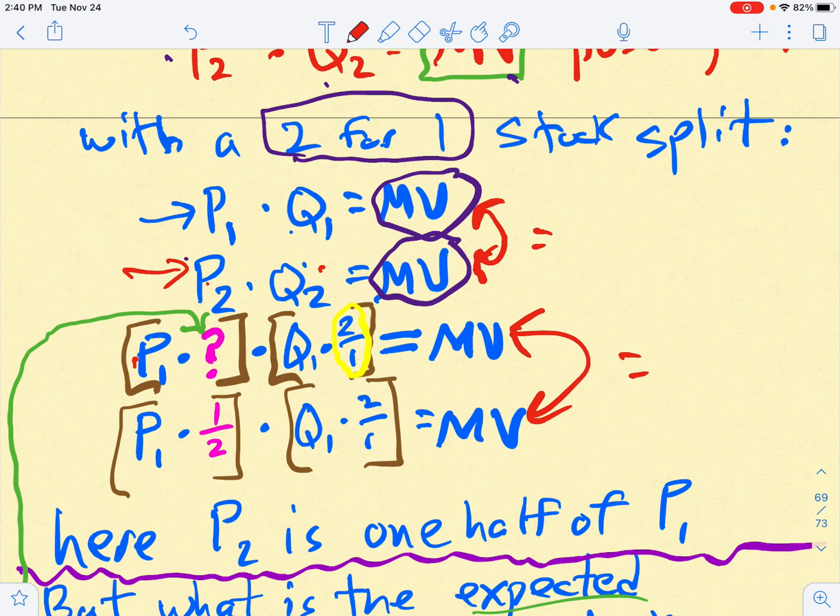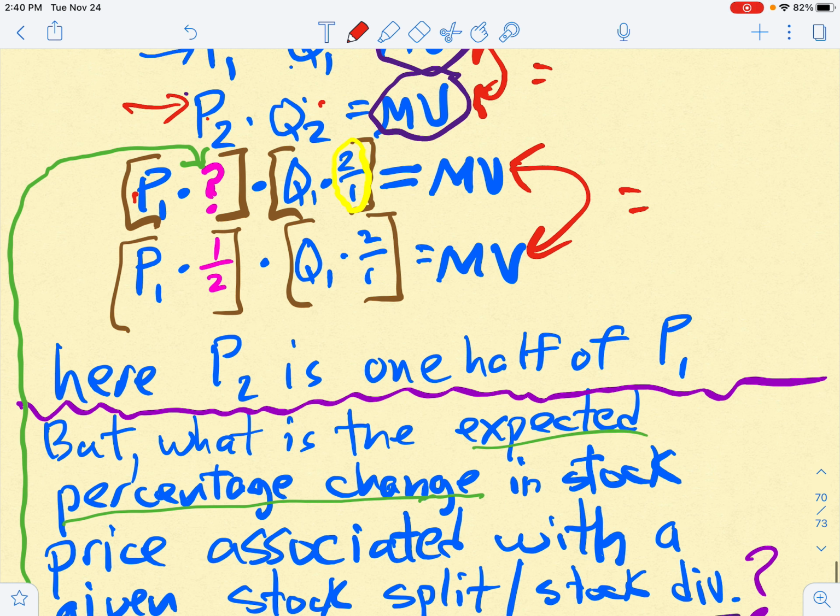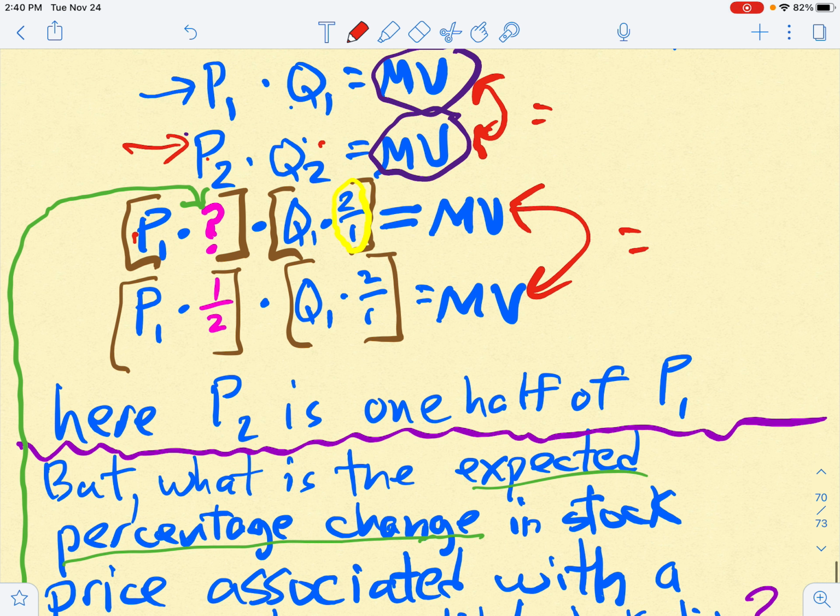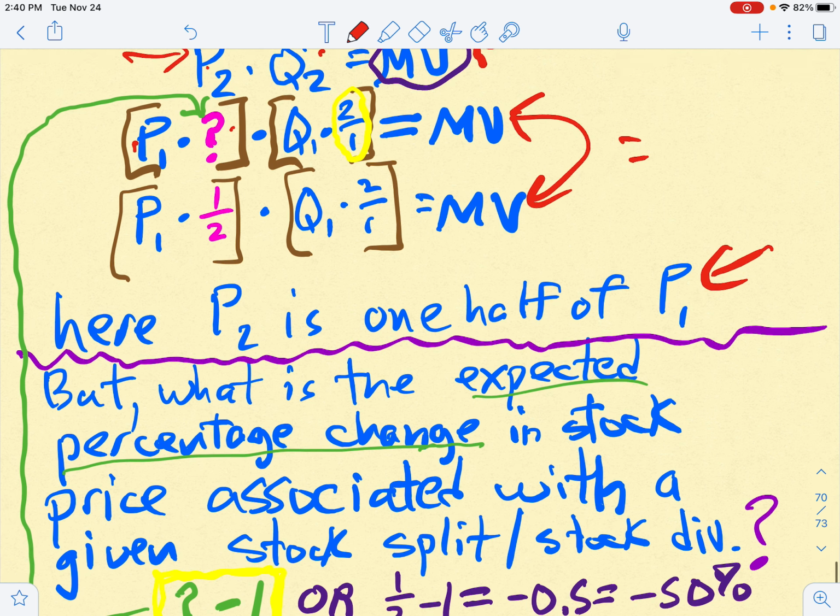So you can see that if I multiply P1 by 1/2 and Q1 by 2, these terms will cancel, right? And I'll be left with P1 times Q1 equals market value. Couldn't be any more simple than that. And so in this case, the question mark is 1/2. P2 is 1/2 of P1.